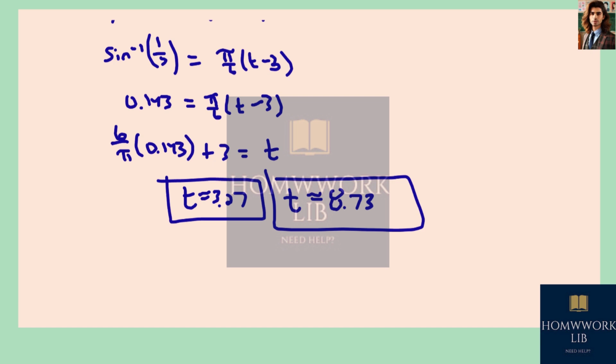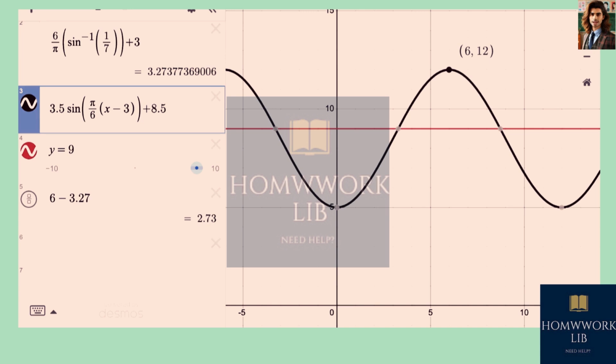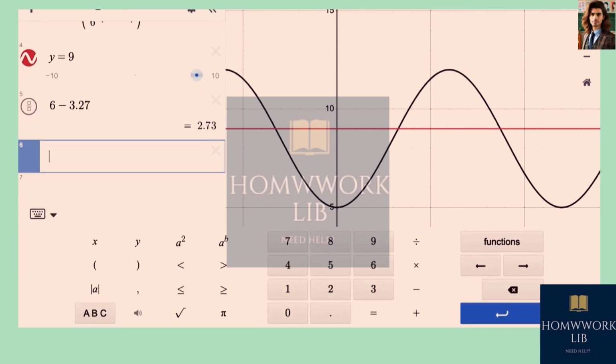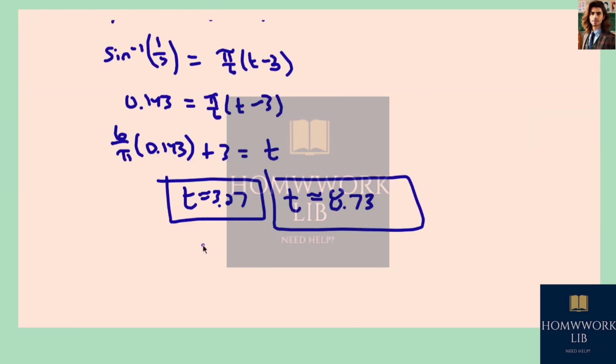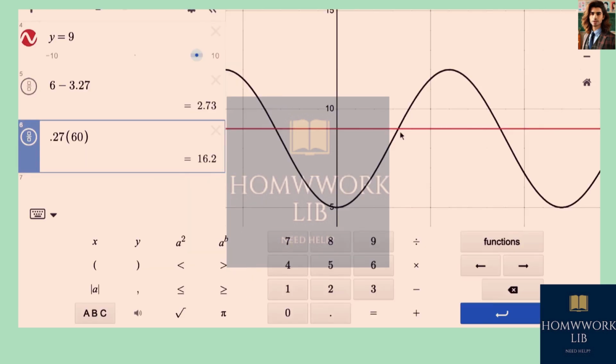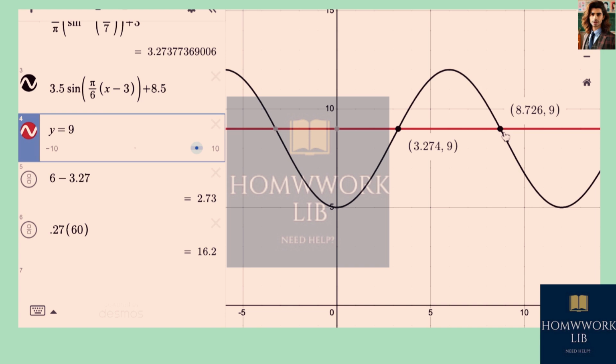Now, in terms of times, 3.27 hours would be, 2/7 of an hour in minutes would be 16 minutes, almost like saying 9:16 a.m., which would be the 3 hours since 6 a.m. And then 8 hours since 6 a.m., 8.73 hours.